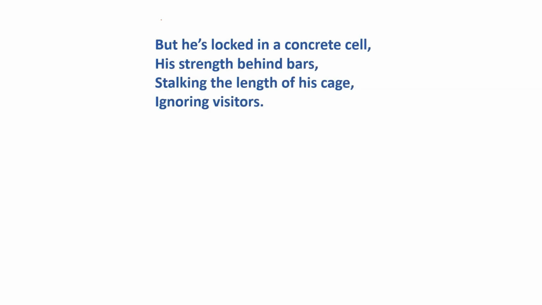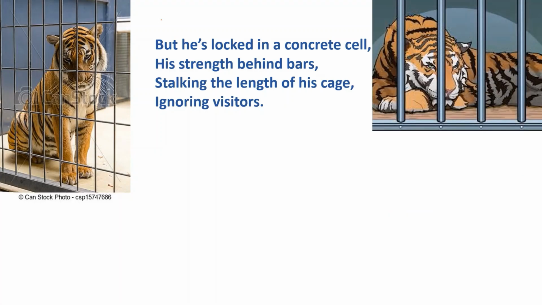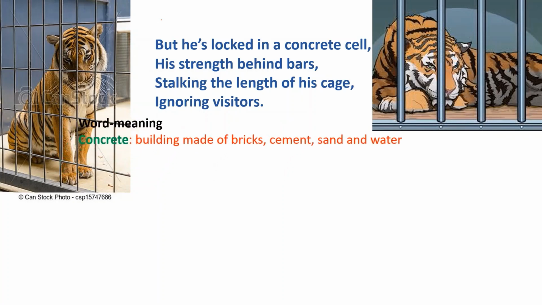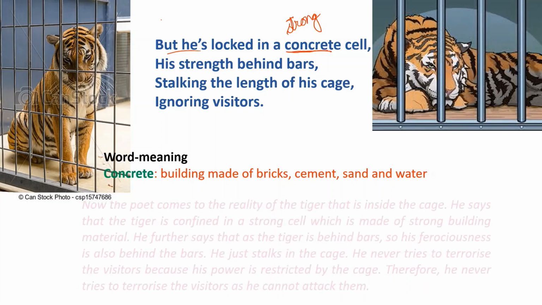The next stanza is: but he is locked in a concrete cell, his strength behind bars, stalking the length of his cage, ignoring visitors. Difficult word here is concrete. Concrete means building made of bricks, cement, sand and water. It means very strong building. So in the first sentence, but he is locked in a concrete cell. Now the poet here is talking about the reality.